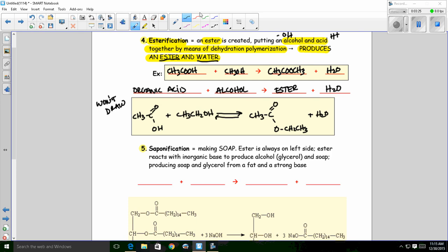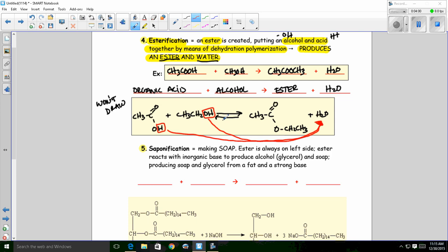So what's happened in this chemical reaction is that this H off of our first reactant and this OH off of our second reactant are going to chemically combine together to produce the water, one of our two products. So you can see how the H and the OH will come together to produce the water.